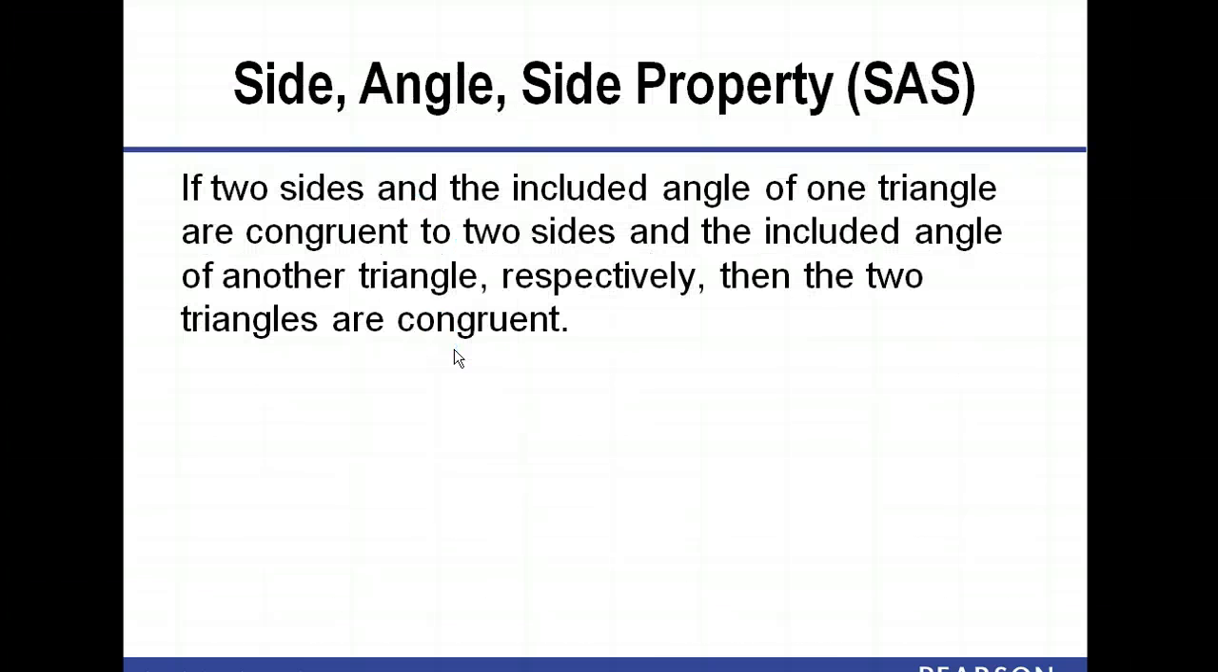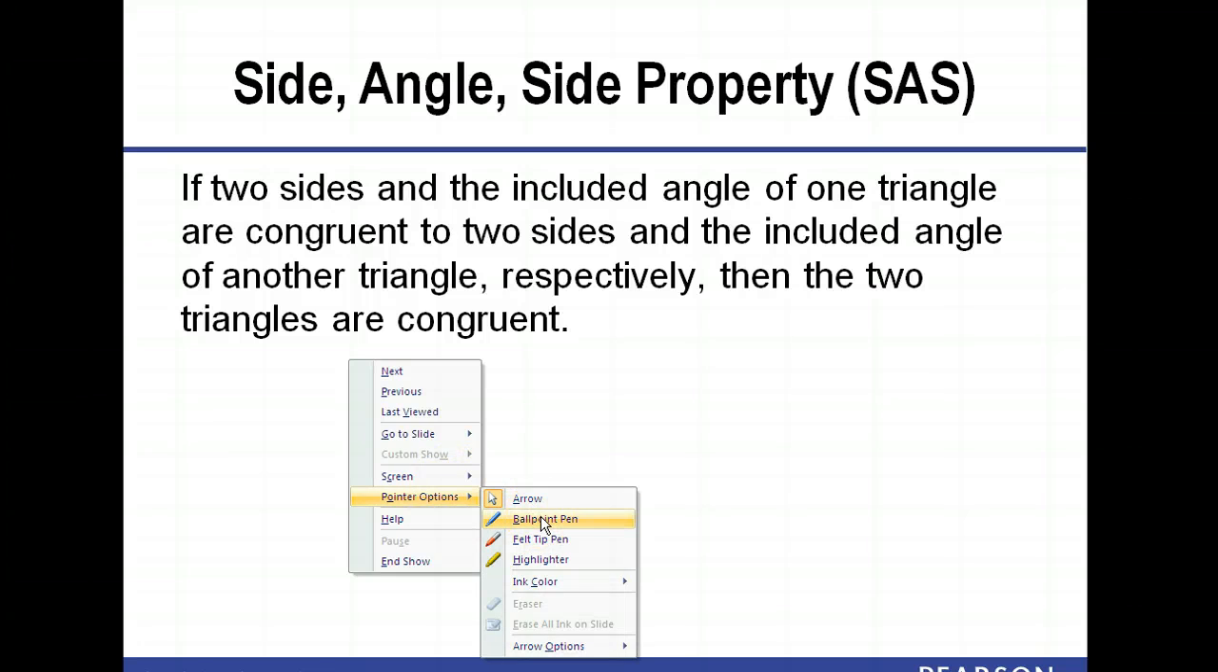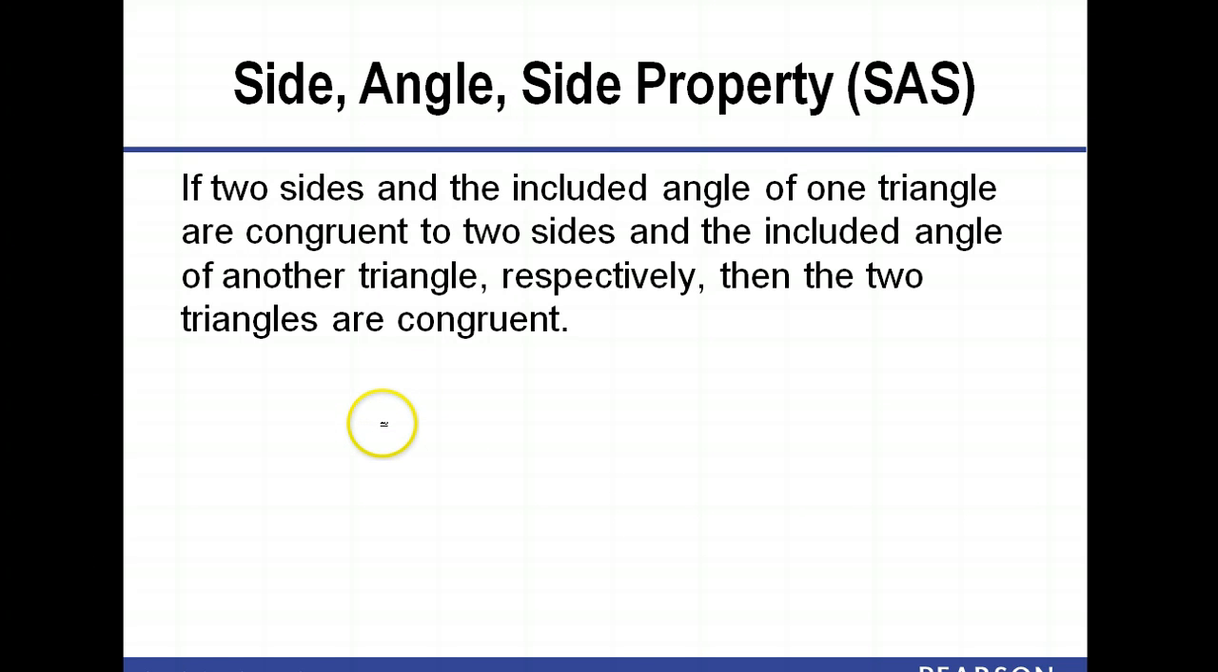So one of the first things we're going to talk about is what's called the side angle side property, and this really goes something like this. If two sides and the included angle of one triangle are congruent to two sides and the included angle of another triangle, then the two triangles are congruent. So really what this means is that this specific relationship about having side angle side allows you to say two triangles are congruent.